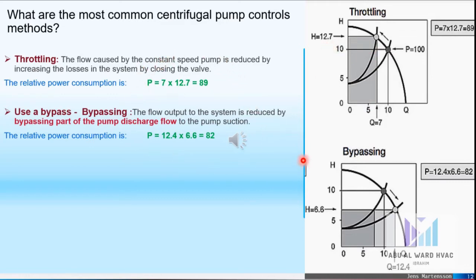In the second case, when we use bypass, in this direction, from 100 to 82, we also have extra power saving. So the relative power consumption is 12.4 multiplied by 6.6, equal to 82.